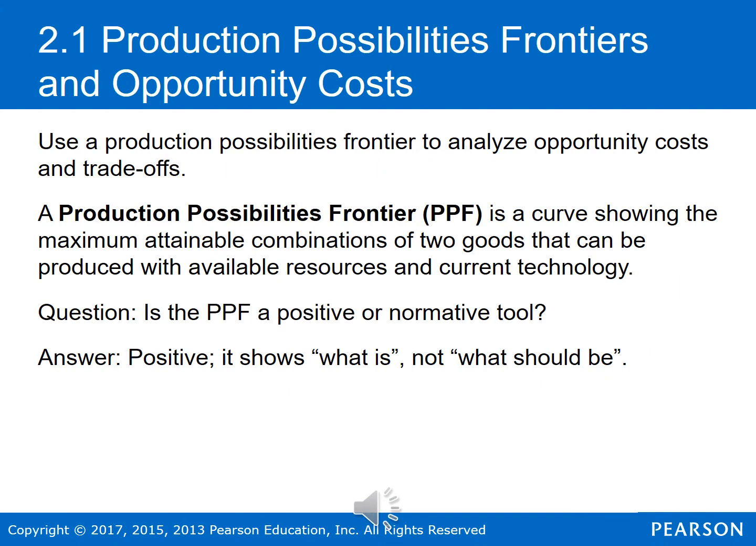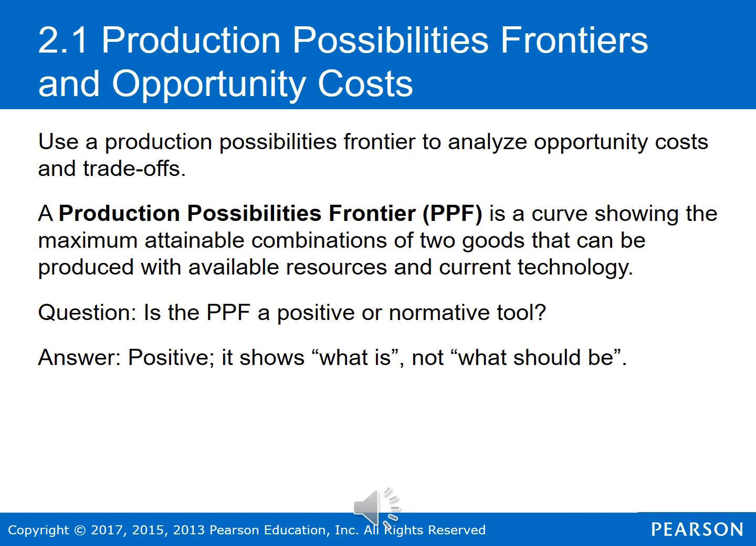So the main goal for this section is to use a production possibilities frontier, this graph we're going to talk about, to analyze opportunity costs and trade-offs that firms face. So the definition of a production possibilities frontier is a curve showing the maximum attainable combination of two goods that can be produced with the available resources and the current technology.